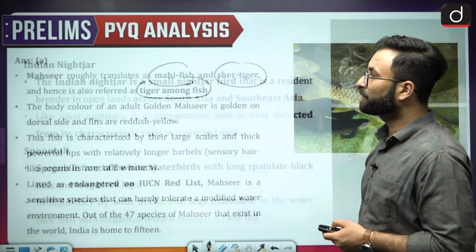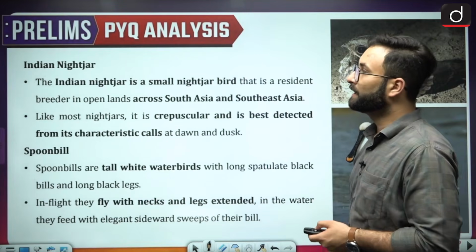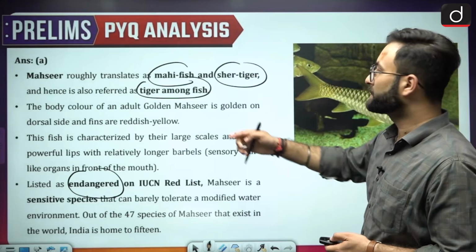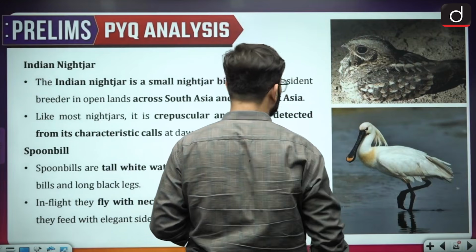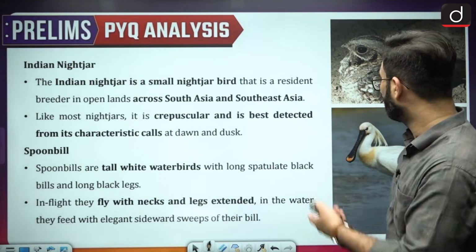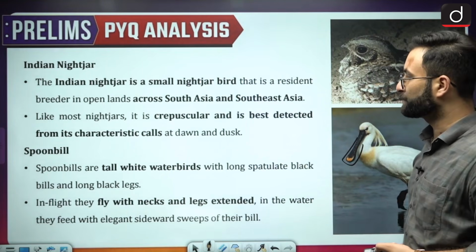Okay, coming to the next one, and when we talk about the IUCN status, it is endangered in the IUCN list. Indian nightjar, this is basically your bird which is there. This is the bird which is Indian nightjar. And then coming to the next one, that is spoonbill. Because of the shape of their beak, they are called as the spoonbill.